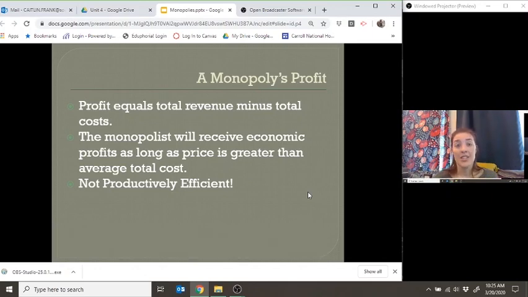I mentioned this last unit, but it holds: perfect competition is the only one in long-run equilibrium that is productive and allocative efficient. A monopoly is neither. And a monopoly doesn't have a long-run equilibrium graph. It's just the one graph that I showed you. It doesn't move to long-run equilibrium over time because there's no entry and exit of firms, because there's only one firm.